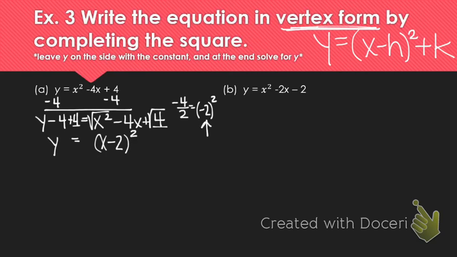Now, is this vertex form? Because look what I say up here. It says, at the end, solve for y. But if I look at my problem, is y already by itself? Yes. Then is it in vertex form? Yes, it is. My k just happens to be a 0 this time, and I don't have to write it down. But that is vertex form, and that is as far as you have to go.